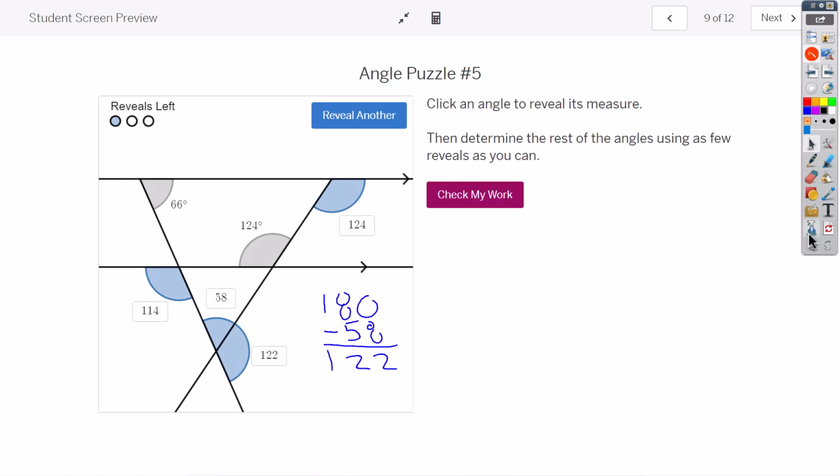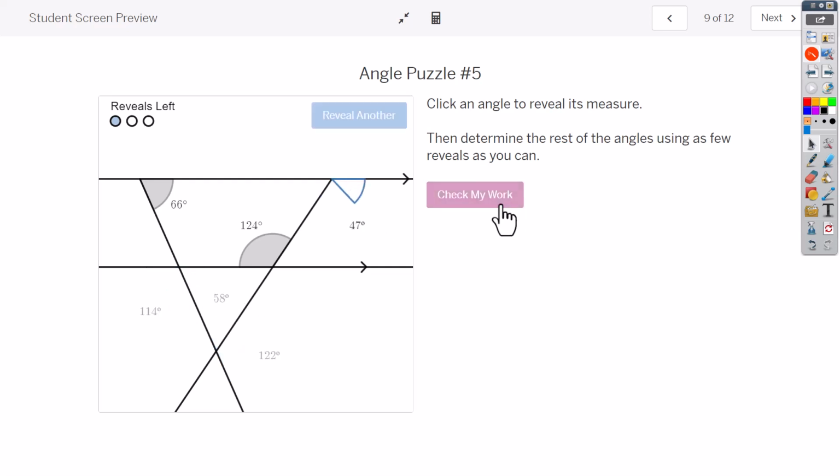Let's see how we did. Wow, so that time we used lots of information about parallel lines. Did we use vertical angles? I don't know if we did. Maybe we didn't. And we used this triangle in the middle, along with the fact that in a straight line we have 180 degrees.